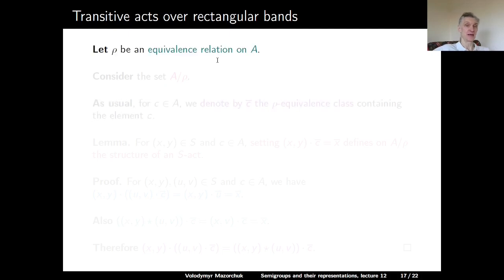So let ρ be an equivalence relation on A. Consider the set of all equivalence classes, A modulo ρ.